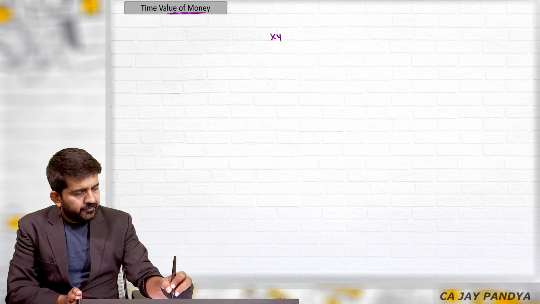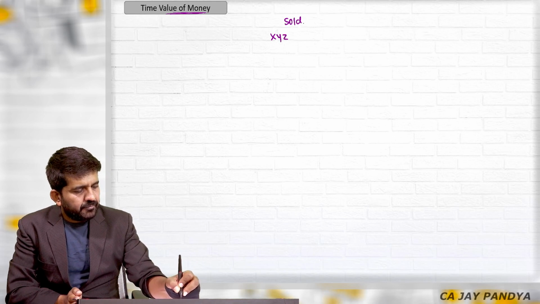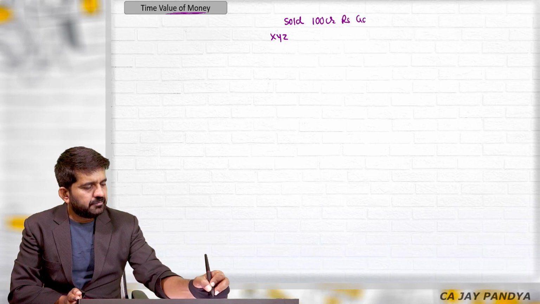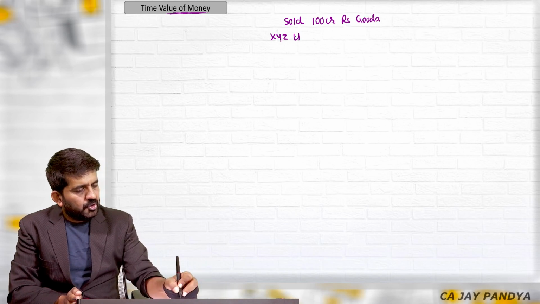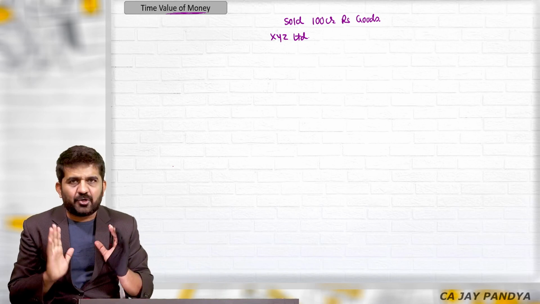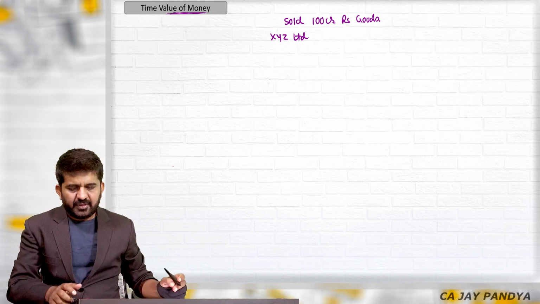Let us go to the main concept for today, which is time value of money. We have already understood value of money. We are understanding the concept of time value of money. I have sold 100 crore rupees goods to XYZ Limited. So I will have to get that 100 crore rupees from XYZ Limited.